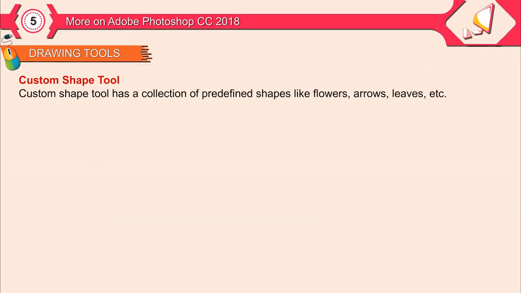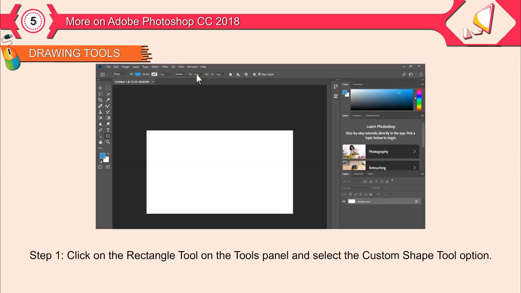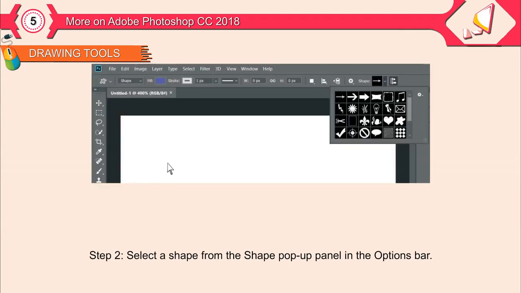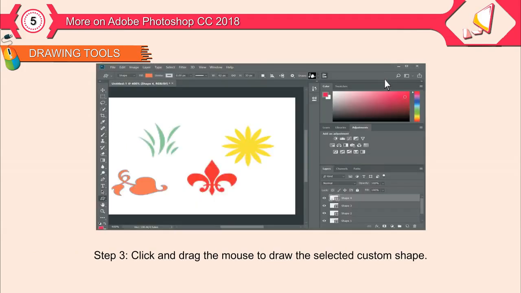Custom Shape Tool. Custom Shape Tool has a collection of predefined shapes like flowers, arrows, leaves, etc. To use the Custom Shape Tool, follow the given steps. Step 1. Click on the Rectangle tool on the Tools panel and select the Custom Shape Tool option. Step 2. Select a shape from the Shape pop-up panel in the options bar. Step 3. Click and drag the mouse to draw the selected custom shape.